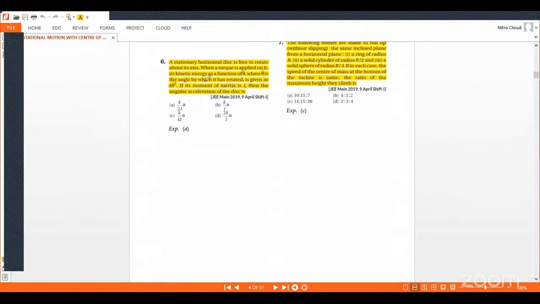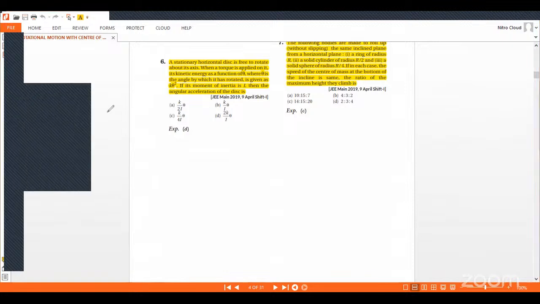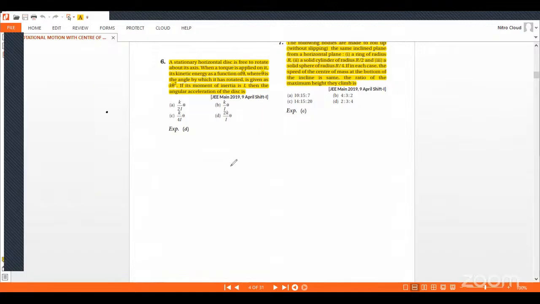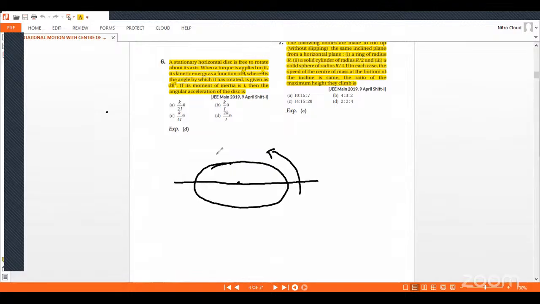A stationary horizontal disk is free to rotate about its axis when a torque is applied on it. Okay, fine. Like this, it is rotating. Its kinetic energy as a function of theta, where theta is the angle by which it has rotated, is given as k theta square. Okay, so kinetic energy equal to k times theta square.